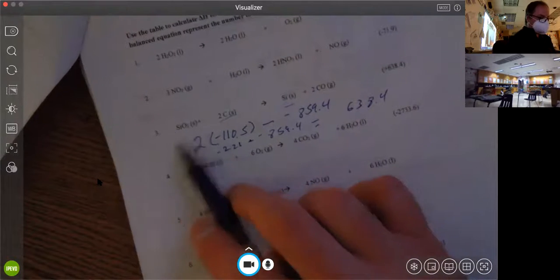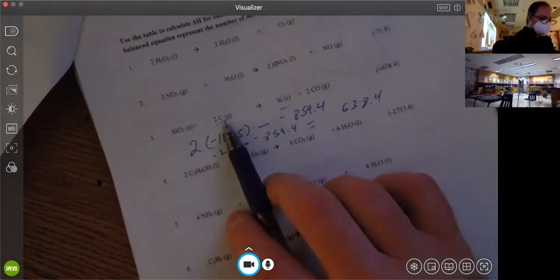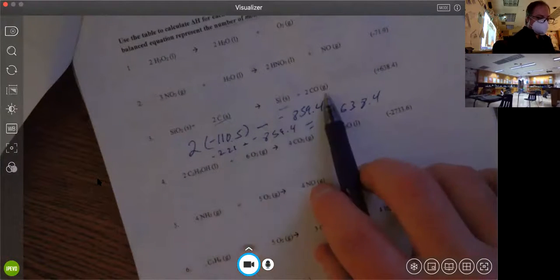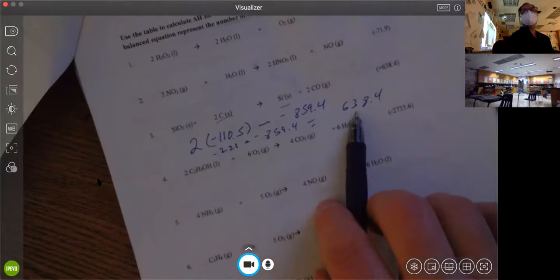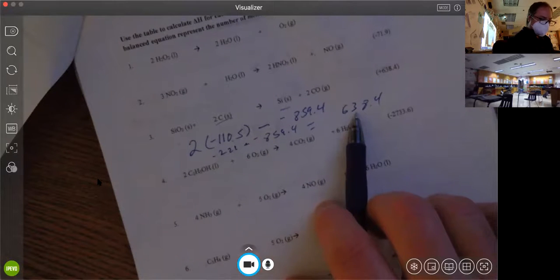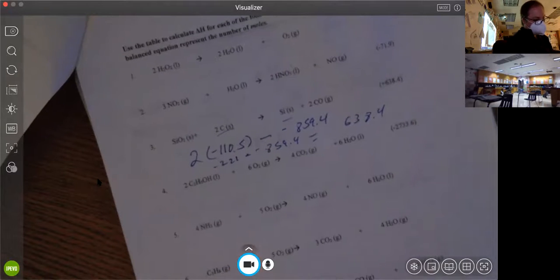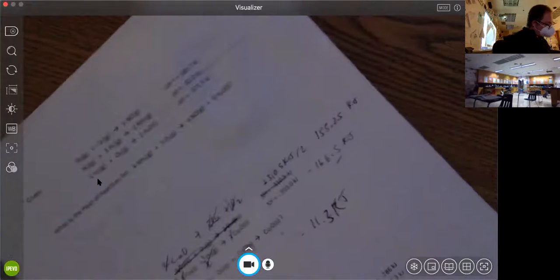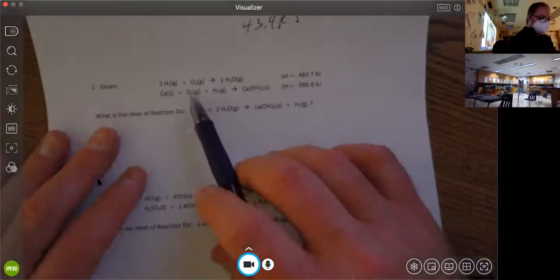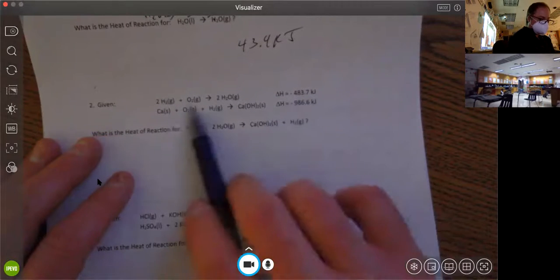When you take sand and react it with carbon to get silicon and carbon monoxide, that positive value means that we need to put energy into it. It is endothermic. Using those standard enthalpies of formation, you might be able to calculate these heats of reaction, or they just give them to you.